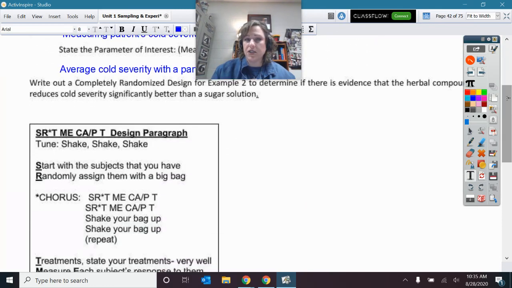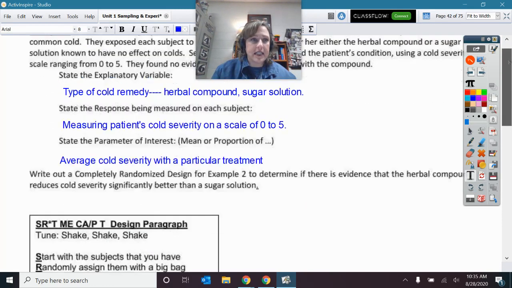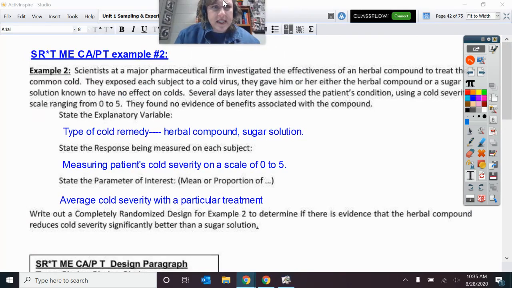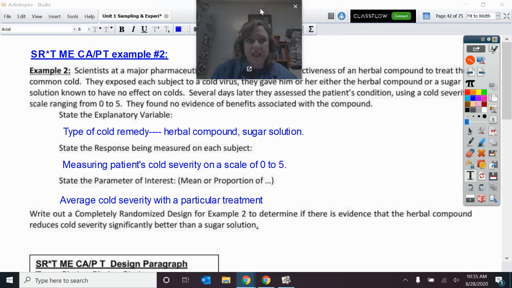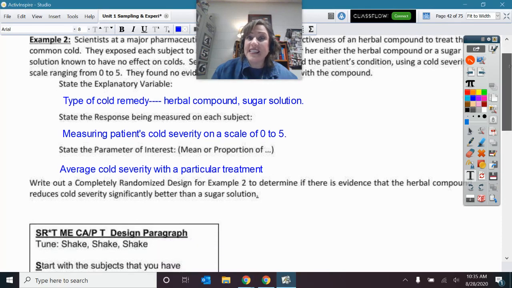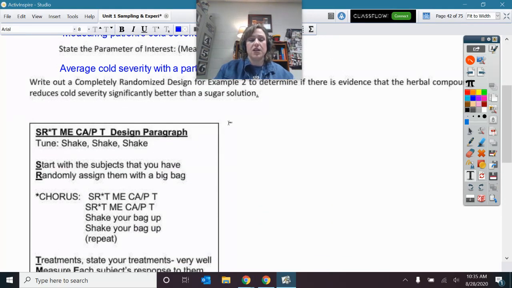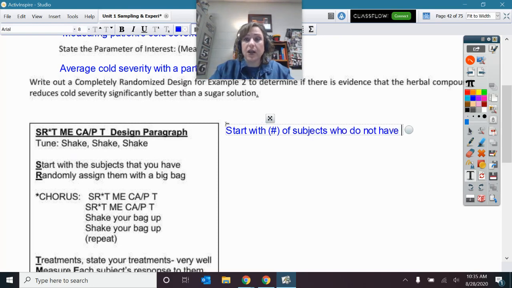So let's do this. Here we go. Start with the subjects that you have. And did we say, so it just says they exposed each subject. We don't know how many or anything. Okay, these were just subjects. They did not have a cold. Okay, so we're going to start with, hopefully we would be given some kind of number of subjects who do not have a cold.